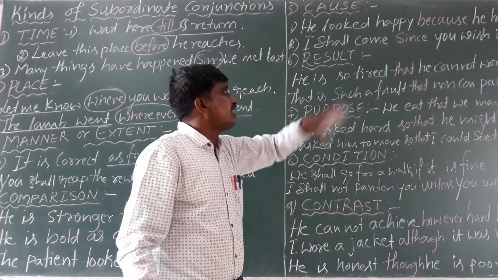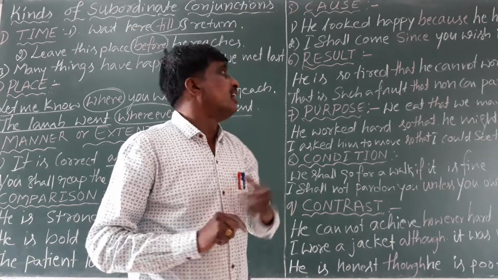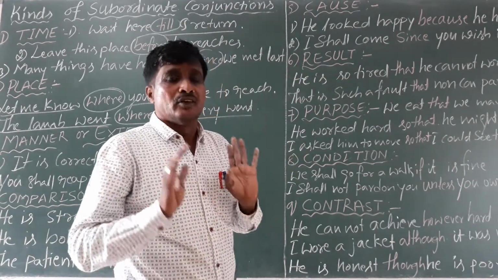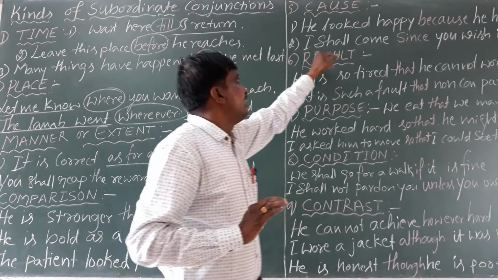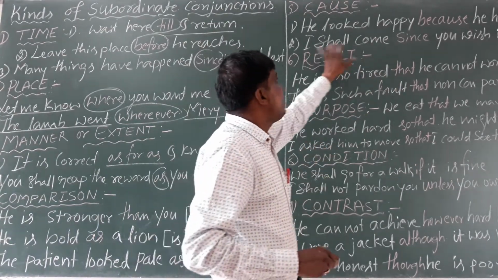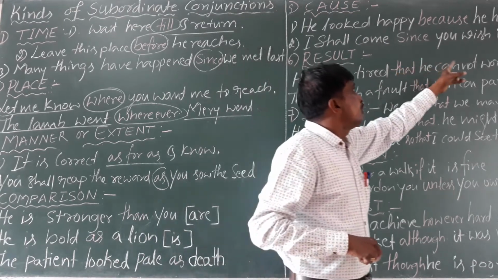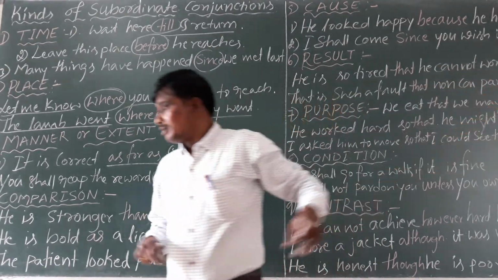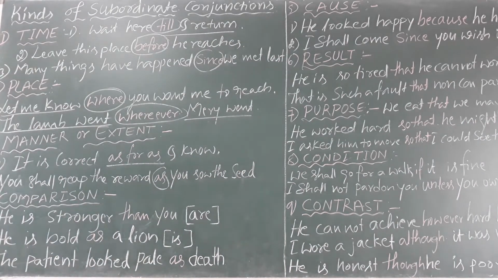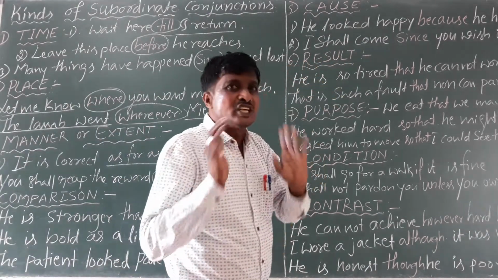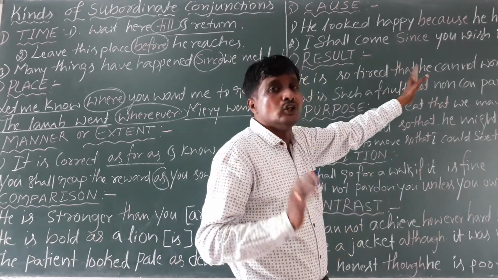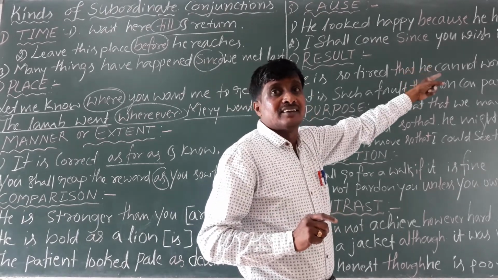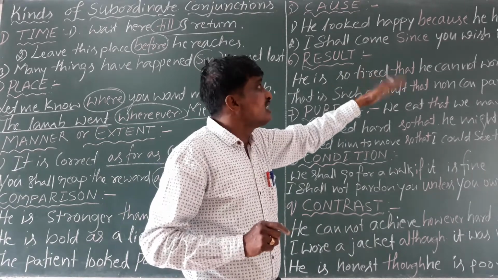Cause. I shall come since you wish it. Why shall I come? Because you wished it. That is why I come. I shall come since you wish it. I shall come: this is the main class. You wish it: this is the subordinate class. So, I shall come since you wish it.